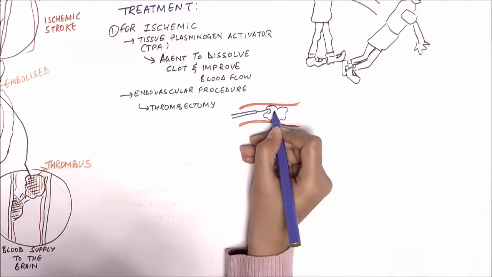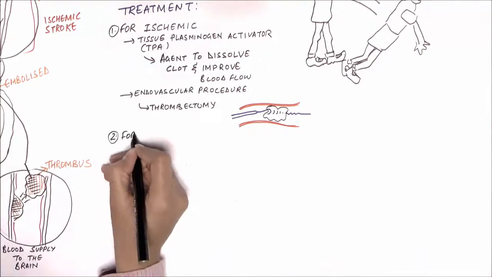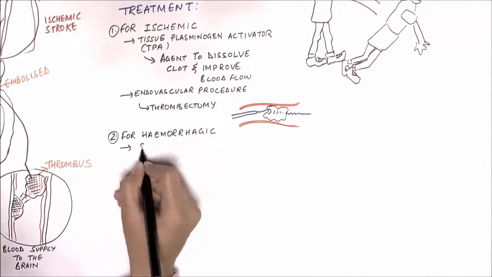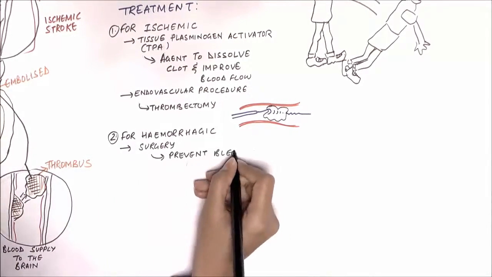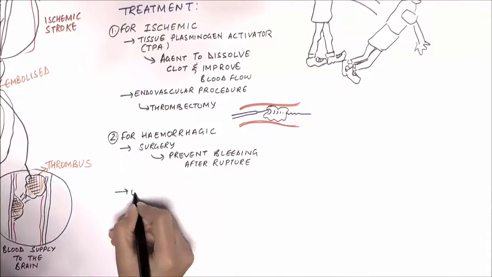It can also be treated by endovascular procedures, such as a mechanical thrombectomy to remove the clot by a stent retriever, which is a wired cage device.